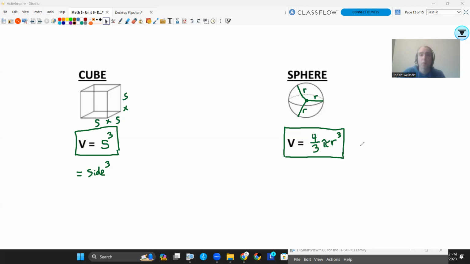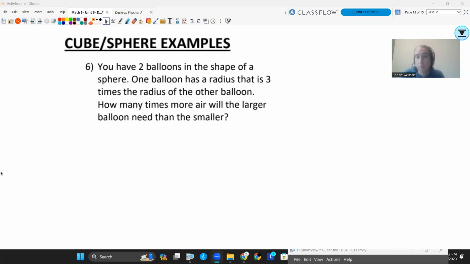We got a couple examples to work out so we can understand how to apply them. Let's look at the first one. Question 6, you have two balloons in the shape of a sphere. One balloon has a radius that is 3 times the radius of the other balloon. How many times more air will the larger balloon need than the smaller? Well, you can approach this problem theoretically or practically with a number. So let's start practically.